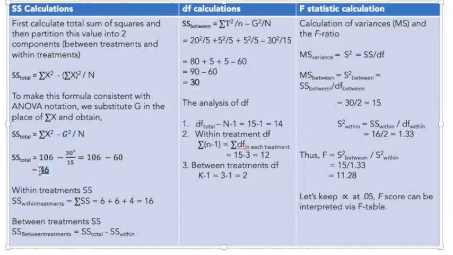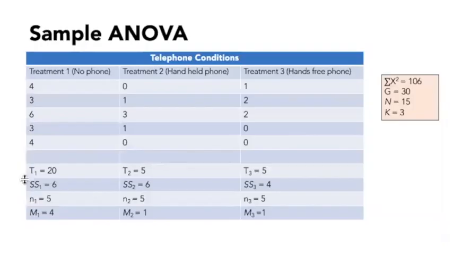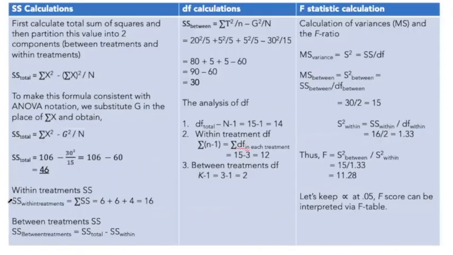Now once you have sum of squares total, you have to come up with the sum of squares for between treatments and within treatments. So sum of squares for within treatment is the sigma of sum of squares. So sum of squares for each group we have here. For the first group, sum of squares is 6. For the second group, sum of squares is 6. And then for the third group, sum of squares is 4. So 6 plus 6 plus 4 is 16. So that is your SS within treatment value, that is 16.